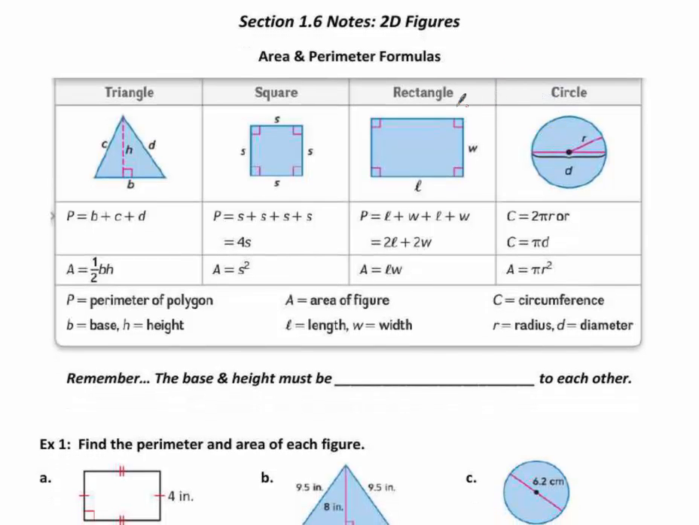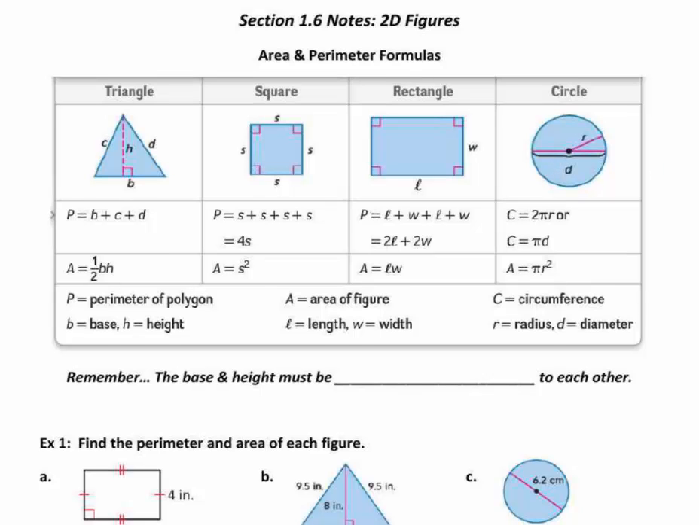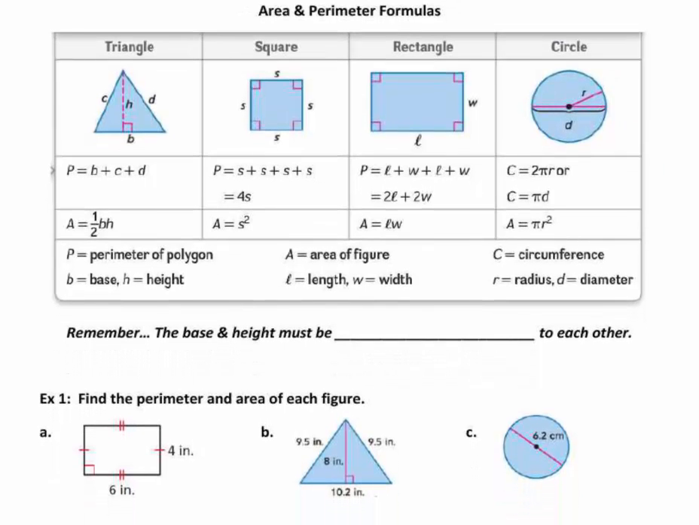In geometry, we're going to work with lots of shapes. We're going to work with lots of triangles, squares, rectangles, circles, and we're going to do some more shapes that we're not going to talk about today. But one of the things that you're going to have to be able to do just almost on command is find the perimeter and the area of these shapes. And what makes it great is there's formulas for it.